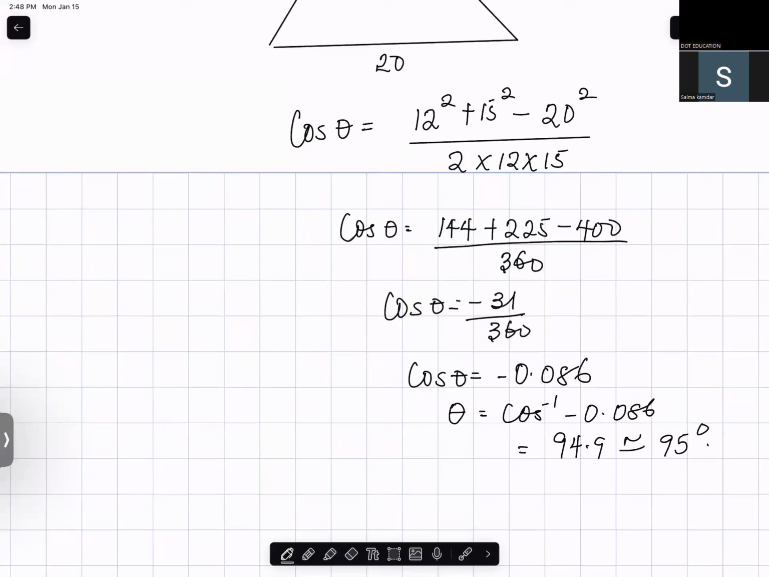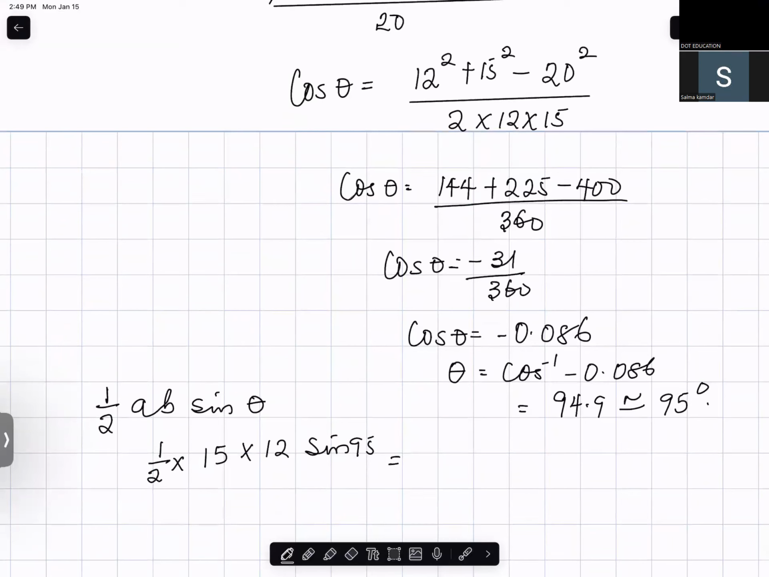Then looking for the area of the triangle, we have half ab sine theta or sine C. So we have half into 15 multiply 12 sine 95. So half into 15 multiply 12 sine 95 degrees gives 89.6, or 89.7. So I have 89.7.